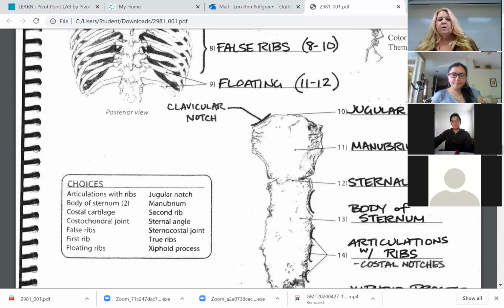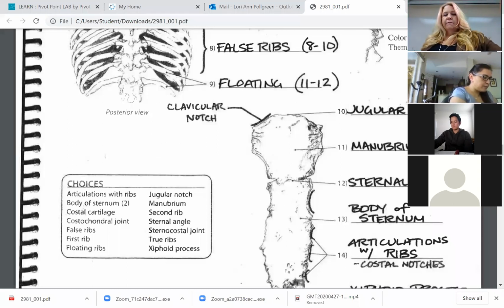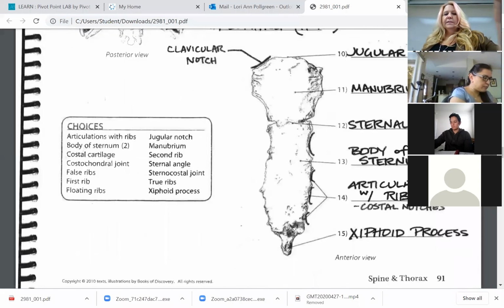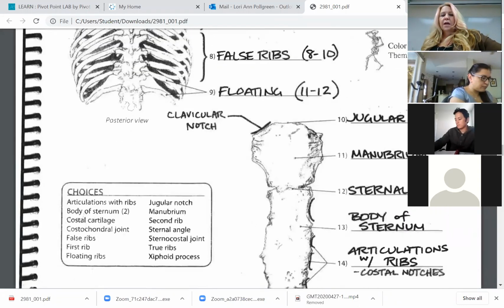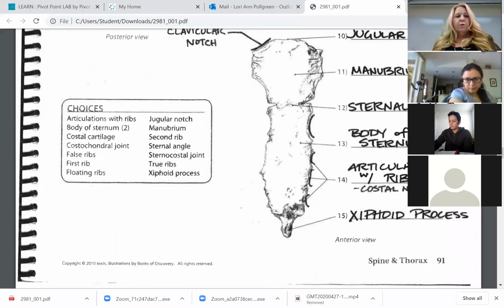You have the sternal angle, which is almost like a little suture that comes between the manubrium and the actual body of the sternum. So 12 is your sternal angle. 13, the body of the sternum. And 14 is the articulation with the ribs, the costal notches. I would write down both. It is articulation with ribs on your test, I believe, not costal notches, but I would know both. On MBLEX, they might ask you about some costal notches.